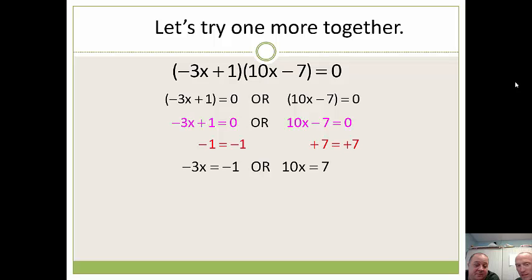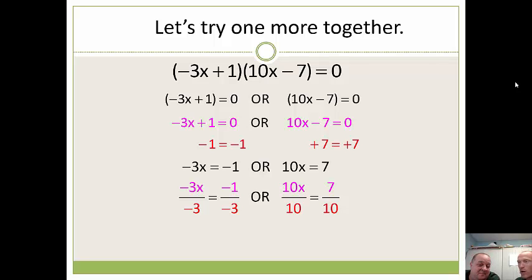What's the next step? Do you guys know what to do? I think we're going to divide, get rid of that number and leave the letter by itself. So we're going to divide on the left one, both sides by negative 3, to get us negative 1 over negative 3. And on the right side, we're going to divide both sides by 10 to get us 7 tenths.